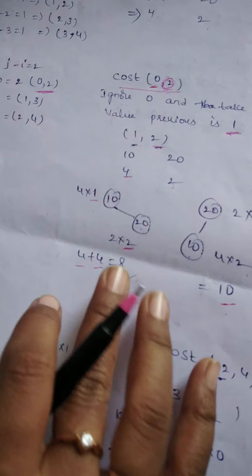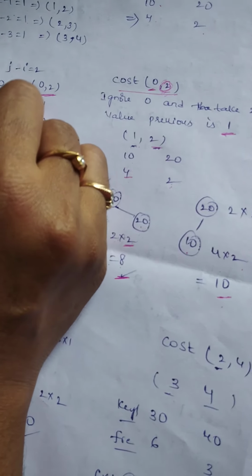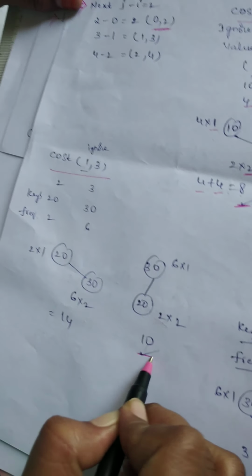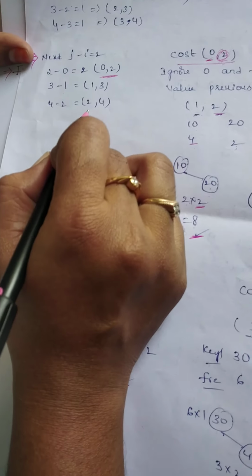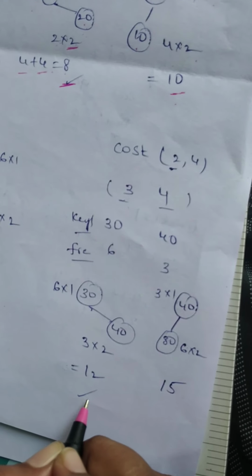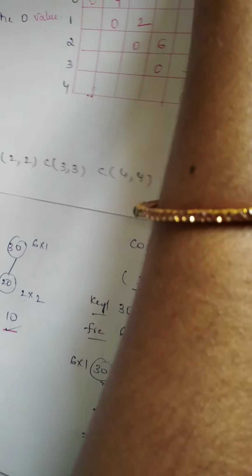So similarly next we calculate the 1, 3. Same procedure. Here the least value is 10. Next applying the same procedure, calculate 2, 4. Here the smallest value is 12. So we put the values in this box.